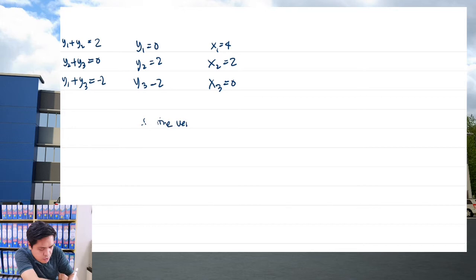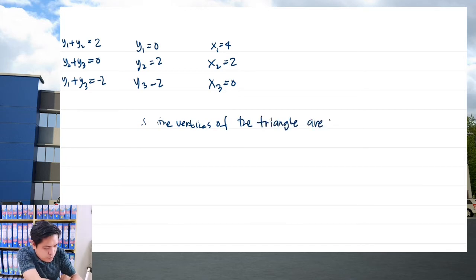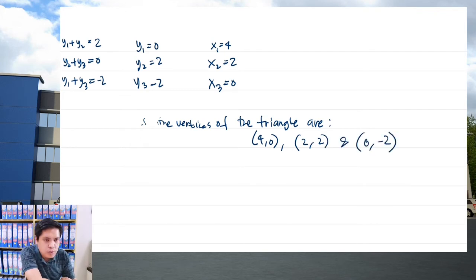Therefore, the vertices of the triangle are 4, 0, 2, 2, and 0, negative 2. So that's our answer. Very easy.